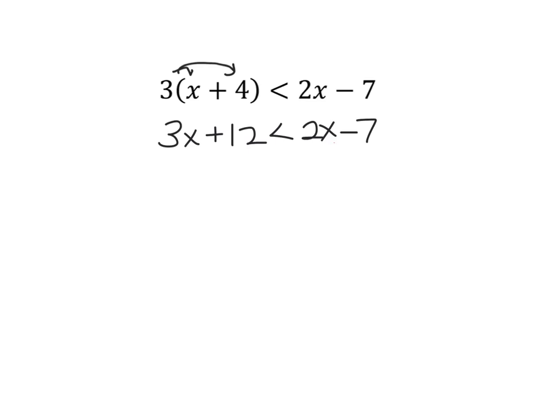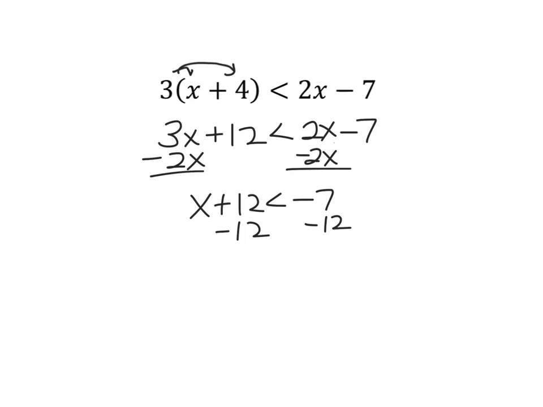And so when I look at this, I usually always look to see who has the least amount. And I see the 2x is the least amount, and I get rid of it. But to keep things balanced, I need to get rid of it on both sides, and I line it up with its like term. 3x minus 2x is just 1x, or x plus 12. Alrighty, and now it's pretty simple. Something that we've been doing for a while. X is less than negative 19.